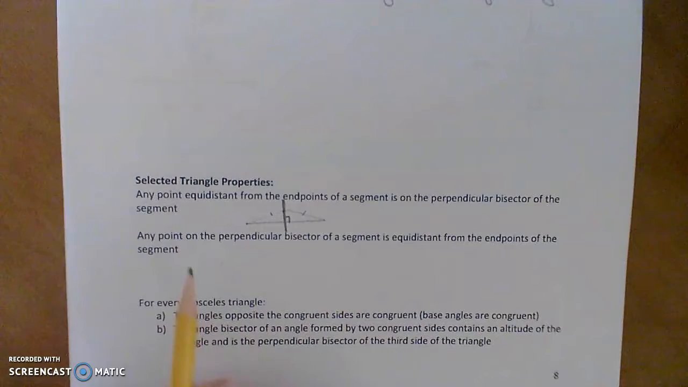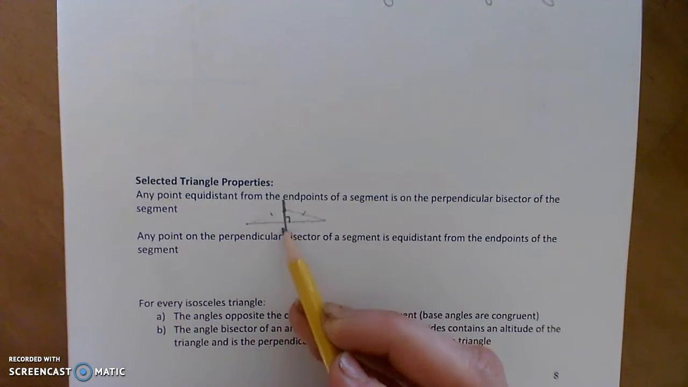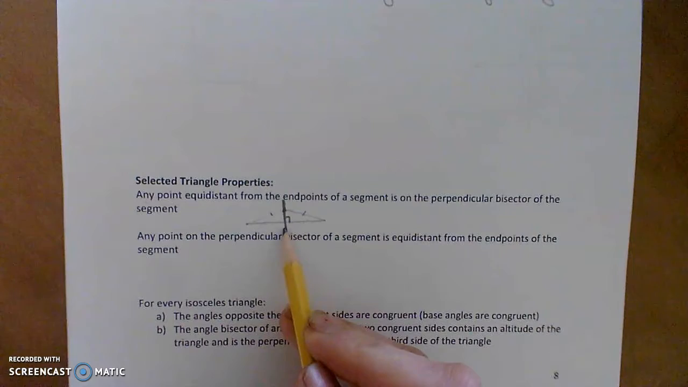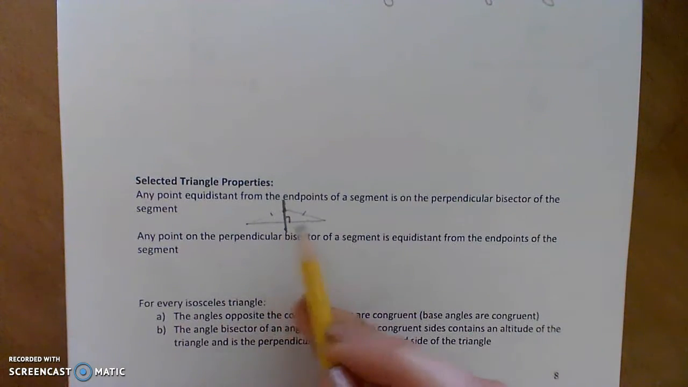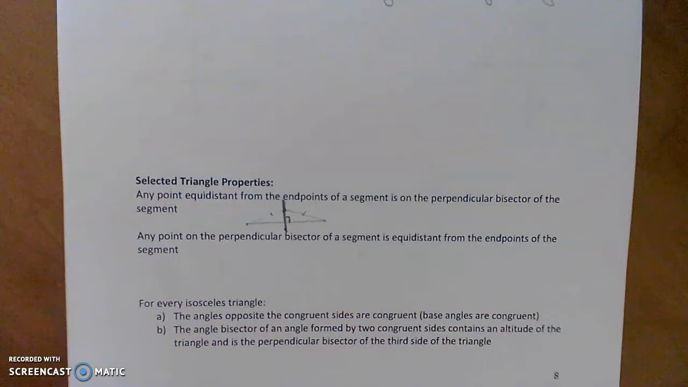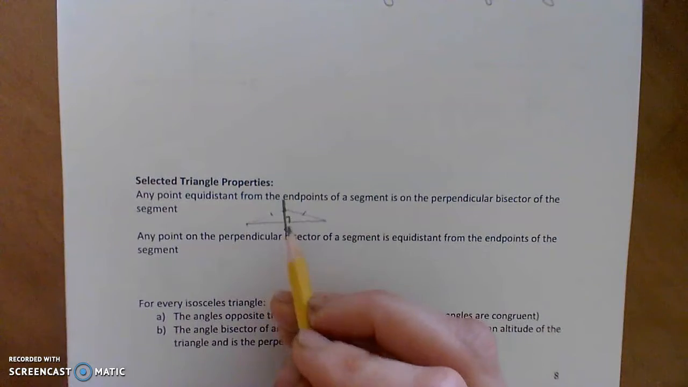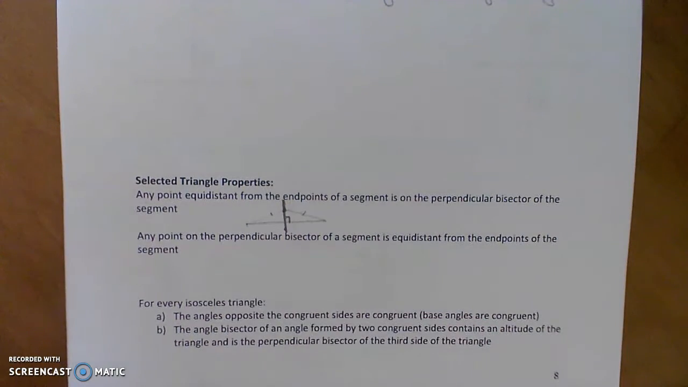All right, and the other property is that any point on the perpendicular bisector, so if you have a point that happens to be on this perpendicular bisector, then it happens to be the same distance away from the two endpoints of the segment. All right, and we can use isosceles triangles really to make use of these properties.